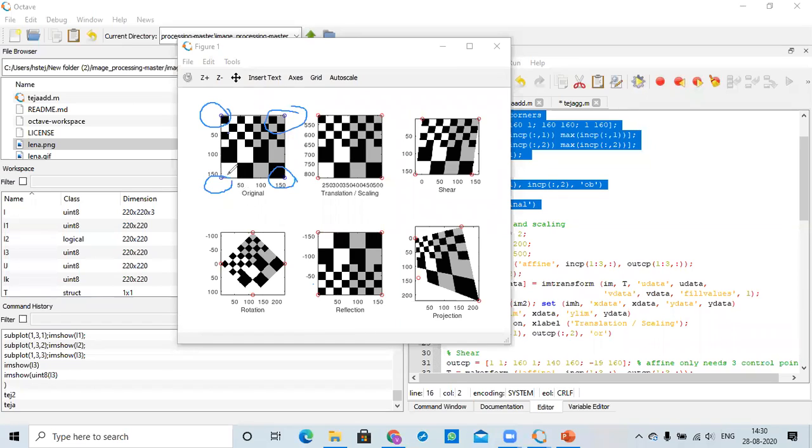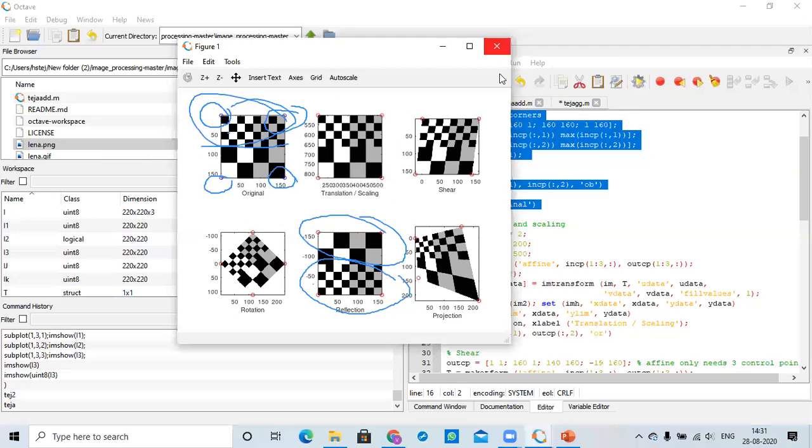Then reflection. Reflection means, you see here the top part is like this, and this goes here. What is at the top here has come to the bottom, and the larger rows here have come here. That is reflection. And projection is also there. So these are all different image processing operations. Then how to perform these things we have to discuss.